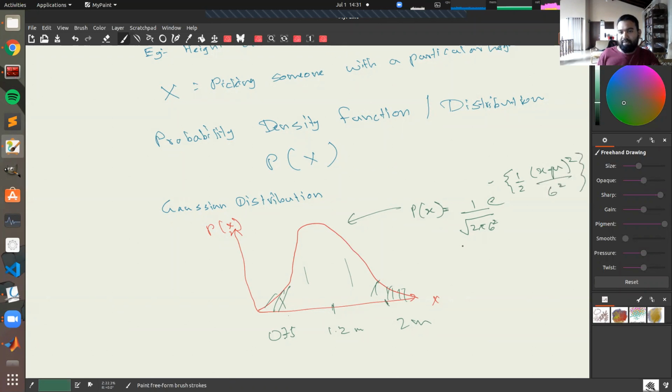Okay, so this equation gives you the shape of this graph, right? By the way, this should be a bit more peaked than this. Actually, draw better. It's really hard for me to draw, but I'm sure all of you have seen a Gaussian distribution, right? It should be a little peaked.